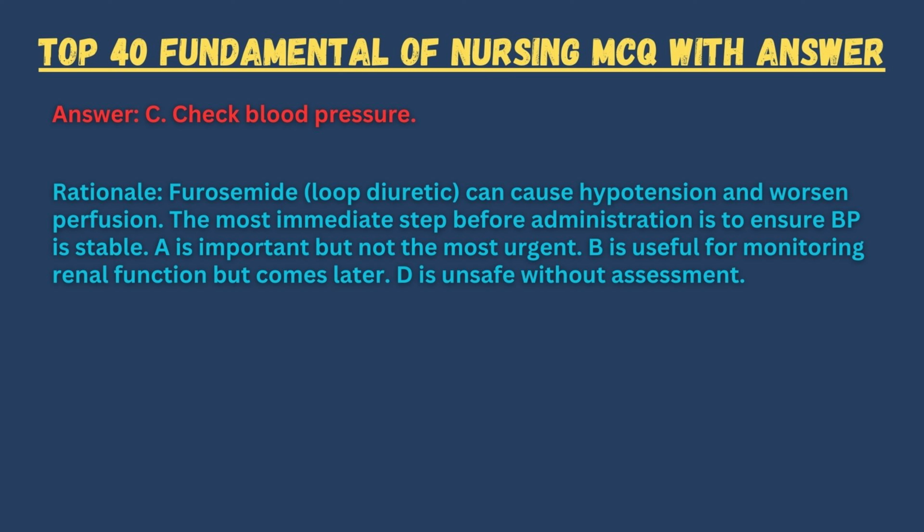Answer: C. Check blood pressure. Rationale: furosemide, a loop diuretic, can cause hypotension and worsen perfusion. The most immediate step before administration is to ensure BP is stable. A is important but not the most urgent. B is useful for monitoring renal function but comes later. D is unsafe without assessment.